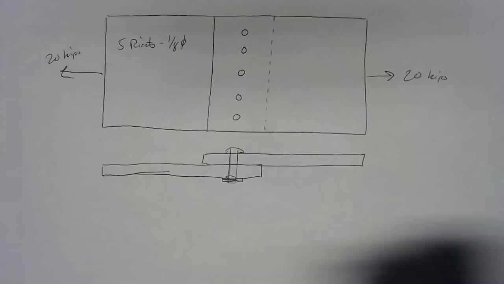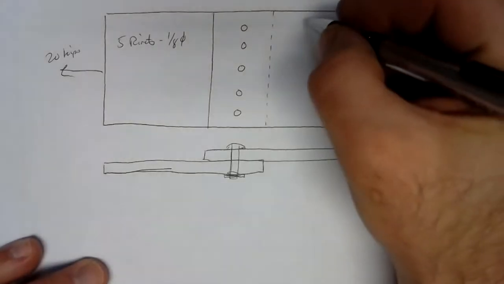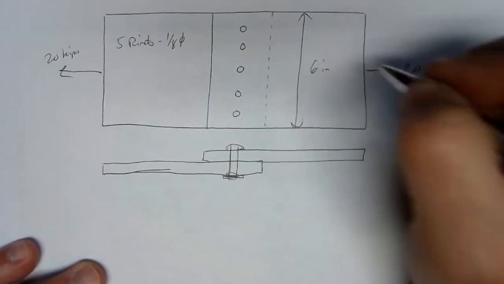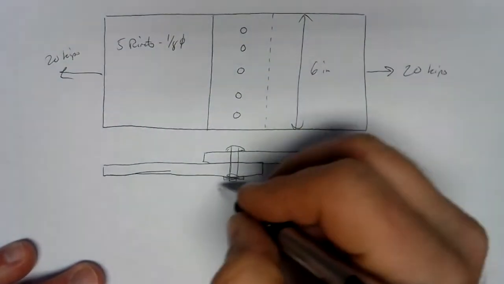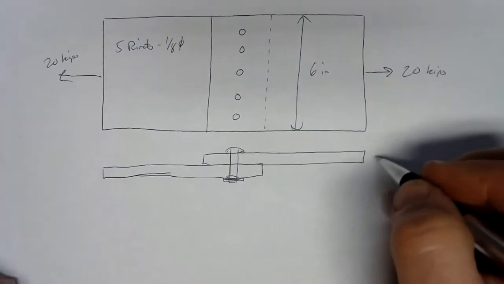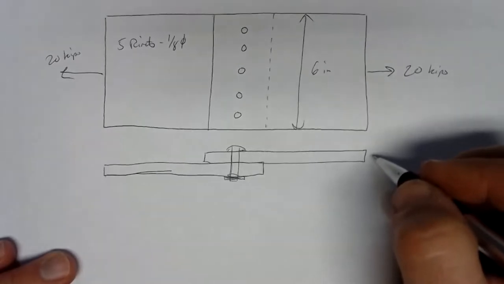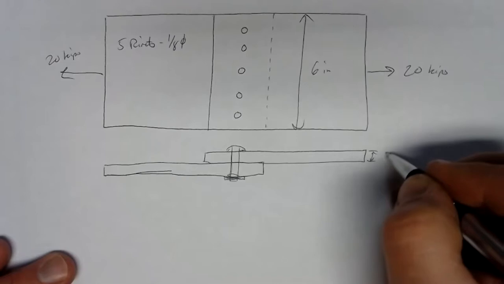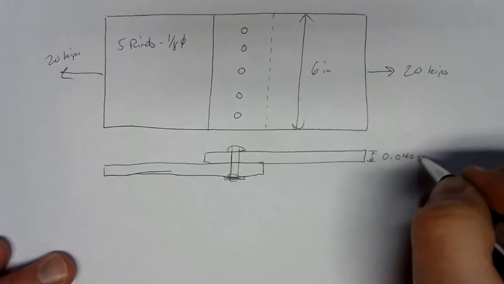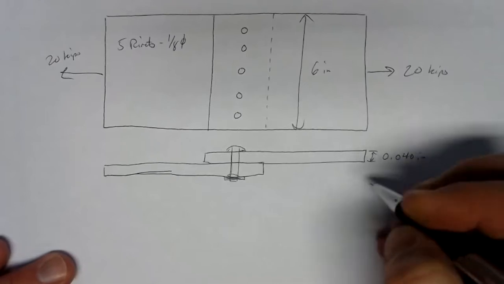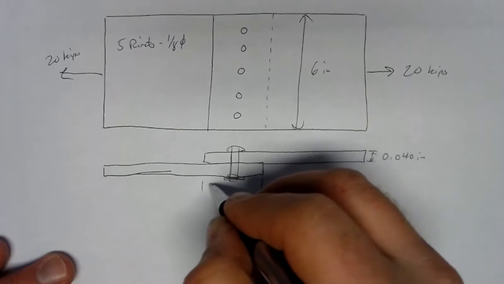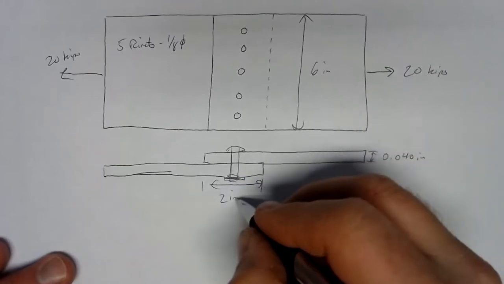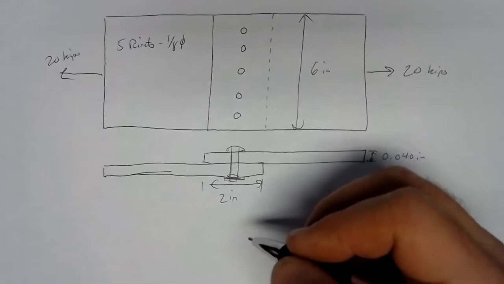So let's figure it out for this one. It seems like all these lap joints are 6 inches wide for some reason, so we'll make that 6 inches wide. Yeah, be careful about extra information. You know, I might tell you this is 40 thousandths thick material, and maybe there's an overlap of 2 inches there, but be careful of what you need.